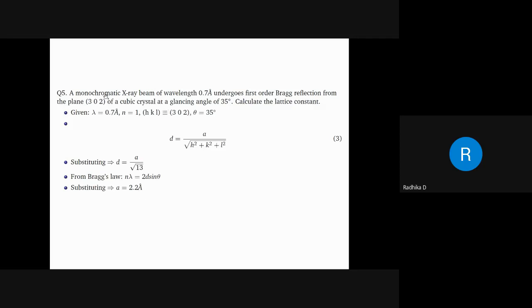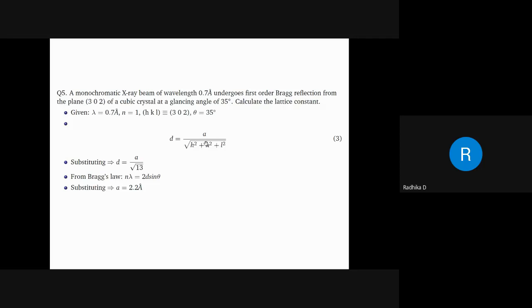You are given a monochromatic X-ray beam of wavelength 0.7 angstrom, that means lambda is 0.7 angstrom. First order Bragg diffraction, that means n is equal to 1. Plane 302, that is hkl is 302. Angle 35 degrees. This is a cubic crystal, so this is your expression for d: d is equal to a divided by square root of h square plus k square plus l square. And you have to find the lattice constant a.